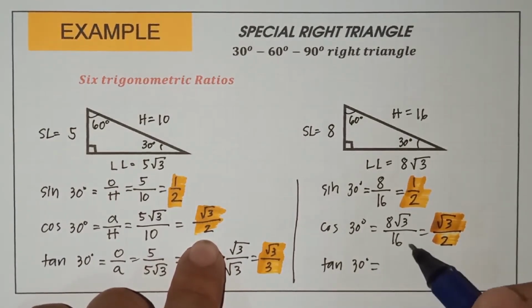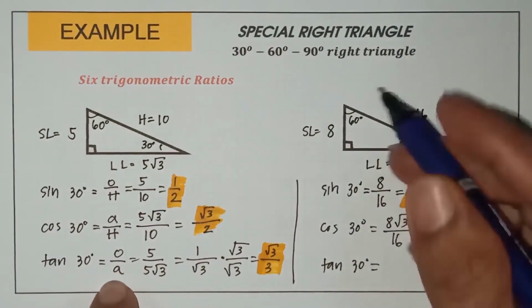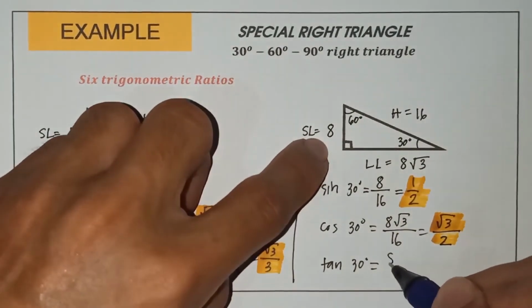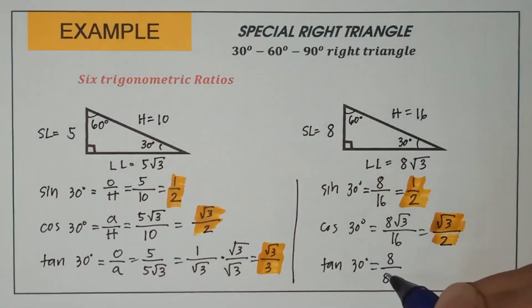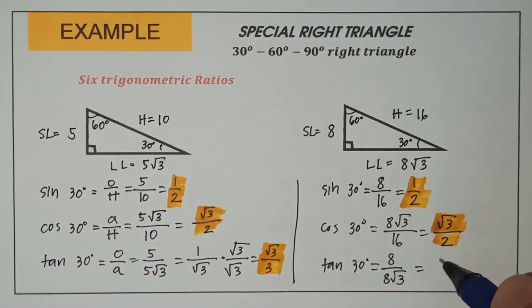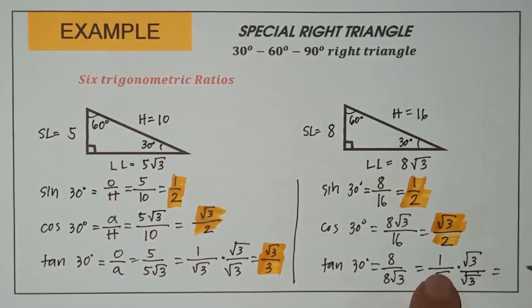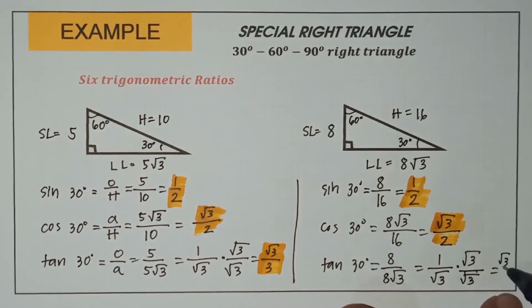For the tan theta, that is opposite over adjacent. The opposite here is 8, and the adjacent is 8 square root of 3. And the result here now is 8 divided by 8 is 1 over square root of 3. Rationalize it. Square root of 3 over square root of 3. And the result is 1 times square root of 3 is square root of 3, and square root of 3 times square root of 3 is square root of 9, or that is 3.